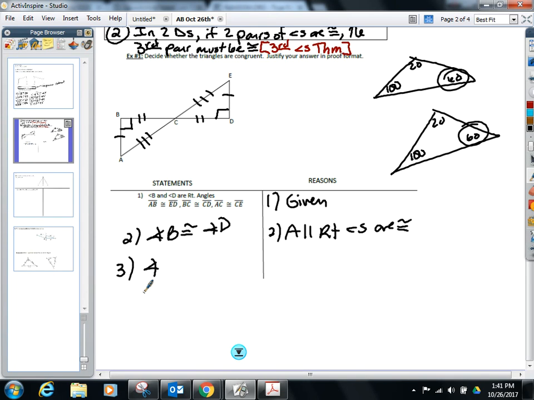You got the right angles congruent. I can't say angle A is congruent to angle E yet unless you get that second pair of angles, which are angle BC. The vertical angles.